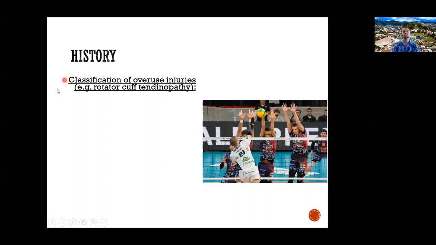overuse injury classification, and we use rotator cuff as an example, with a minor injury, like a grade 1 tendinopathy, they'll typically only complain of pain after activity. Let's say they're an elite athlete going through a preseason training protocol. Let's say they go through a week of practice, and at the end of the day, they just have a little bit of pain and discomfort.